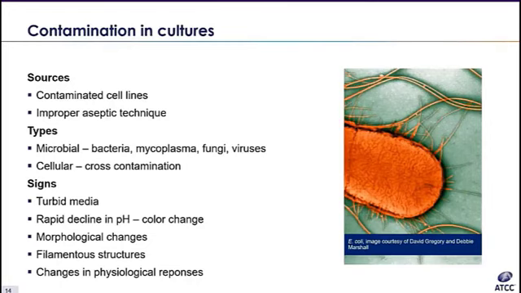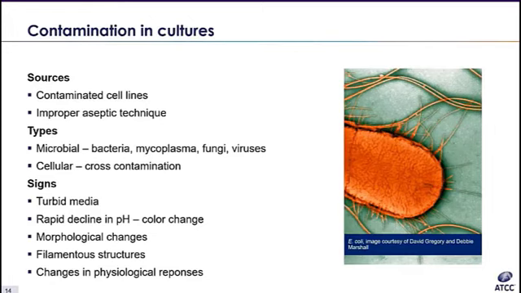We now come to the topic of contamination. So the main types of contamination we'll be concerned about are microbial, which include bacterial, mycoplasma, fungi, and virus. There's also cellular contamination, meaning one cell type or cell line has invaded another. We'll discuss this in a little more detail shortly.